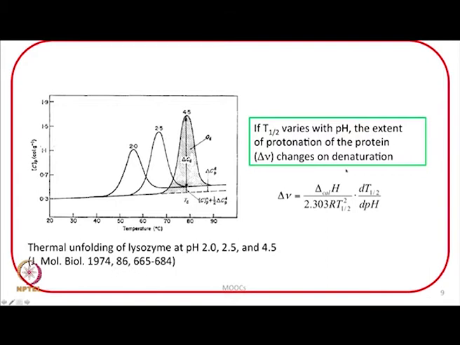So, if the transition temperature either increases or decreases with change in pH, we should be able to calculate another quantity, that is how many protons are either being accepted or being lost when this folding unfolding transition takes place. In other words, the extent of protonation or deprotonation of the protein when it undergoes denaturation or folding as a function of pH. If we have the data, that property can be calculated.